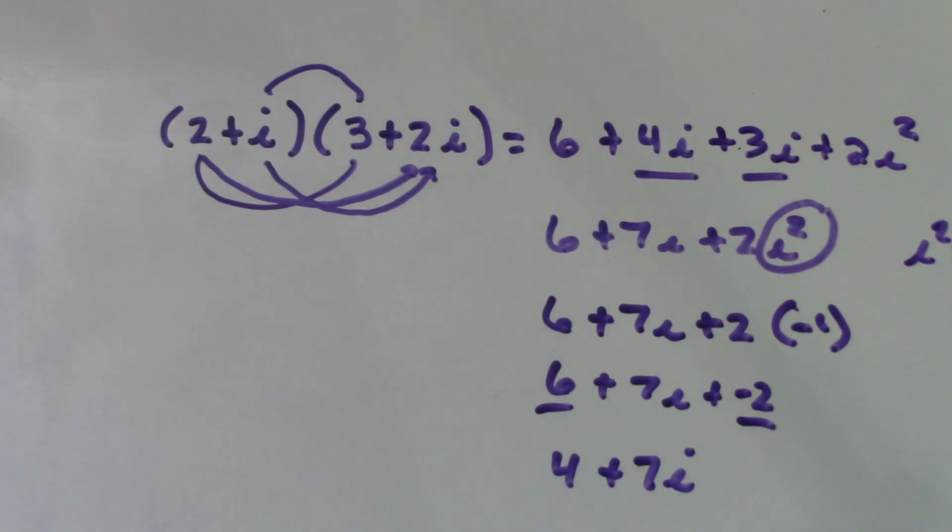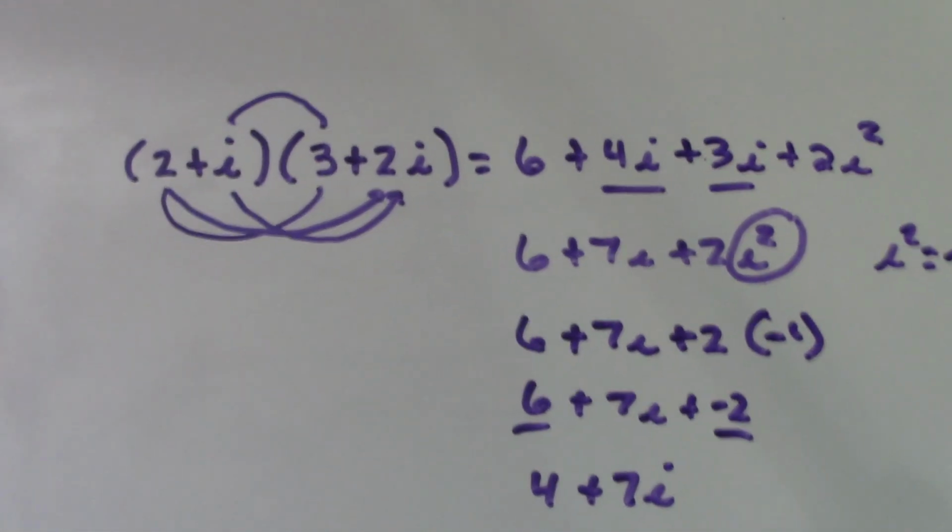So one thing that's different than multiplying regular binomials is the fact that there's going to be an extra step, because when you multiply i times i, you get i squared, and then we make the substitution that i squared equals -1.